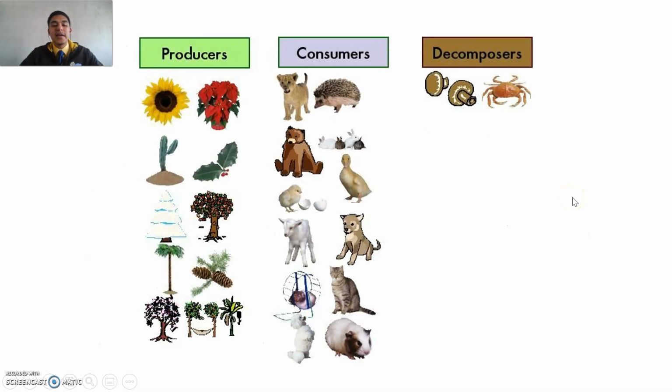All right. And here you have another summary. Producers, basically plants, consumers, animals, and decomposers can be, for example, a crab that is infected by some mushroom or by some other bacteria that are decomposing the material from there.